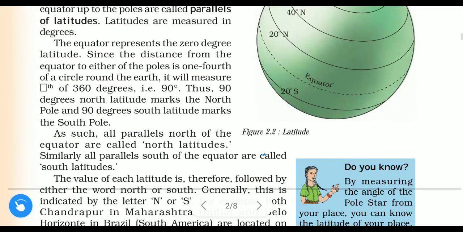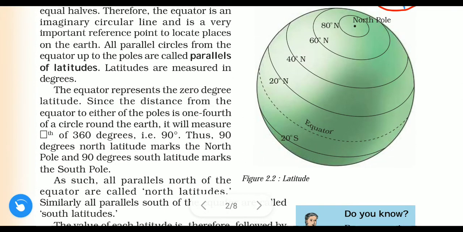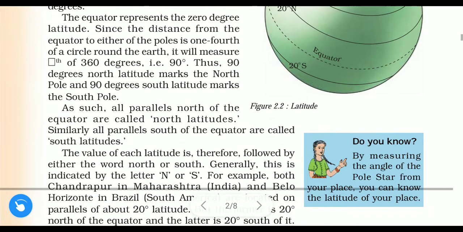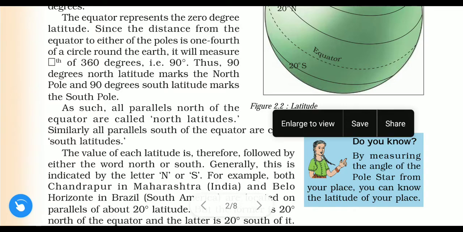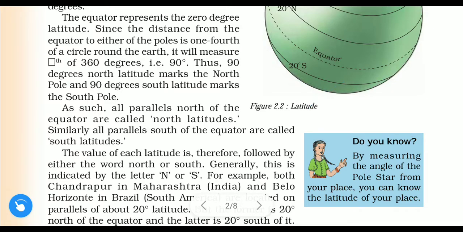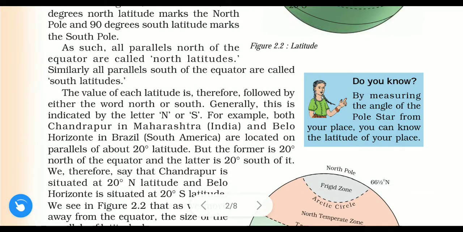As such, all parallels north of the equator are called north latitudes, and all the latitudes on the south side of the equator are called south latitudes. Okay, so we denote them by the letters N and S, as shown here.